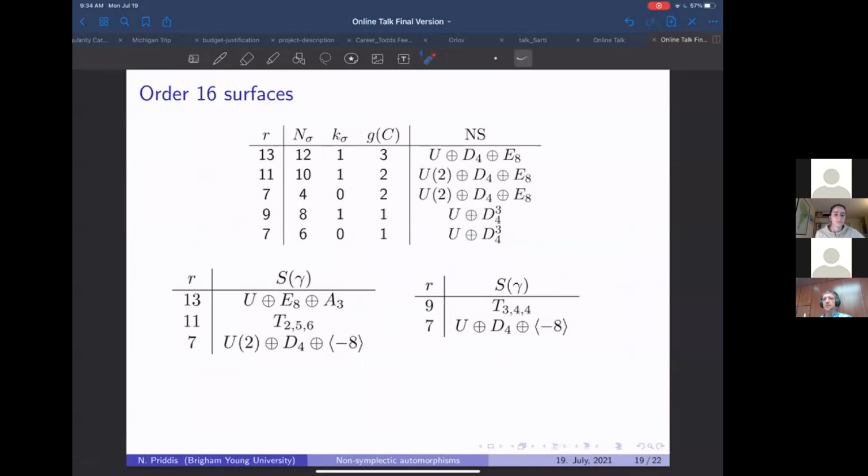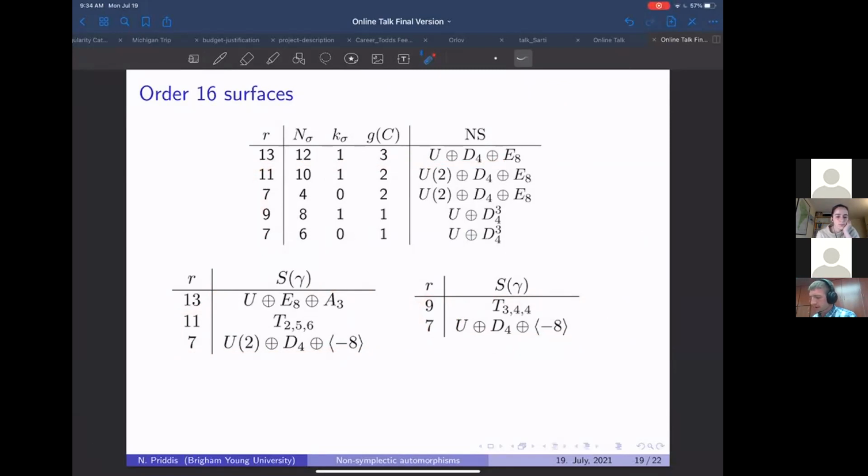So the last thing I want to talk about is, how do you compute the invariant lattice on these particular K3 surfaces? Here's the answer. In our paper, we also computed all of these invariant lattices, and hopefully it's okay that you can see this 13 belongs with this line up here. This 11 and 7 are these two here. 9 and 7 are these two here. So how do we do this?